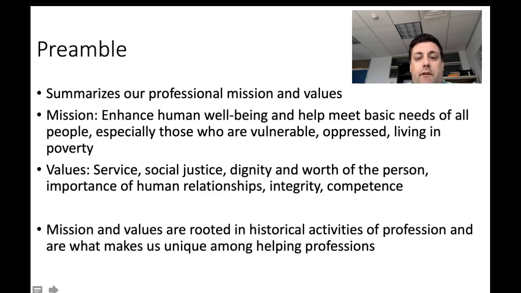There wasn't necessarily ever a time when we all decided we were going to agree on these. We rooted these values in what people have been doing throughout the history of social work in the past 150 years.